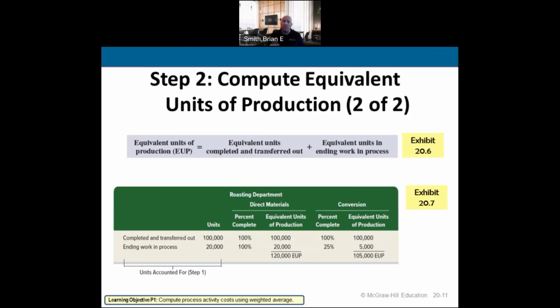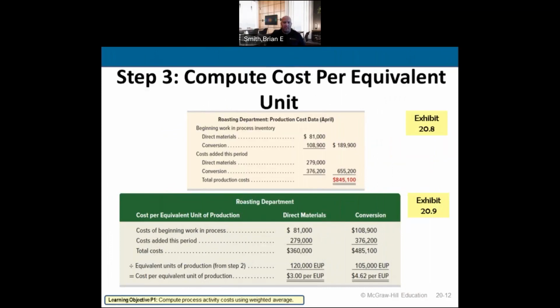Conversion costs are completed to 25% of our conversion. We need to get it to where it's a final product. And so we're going to take the 20,000, multiply it by 25% to get us 5,000 equivalent units of production, for a total, in respect to conversion, of 105,000 units. I said dollars earlier, $120,000. I meant equivalent units of production. We're looking at units right now. All right, so now we've got to compute the cost per equivalent unit.